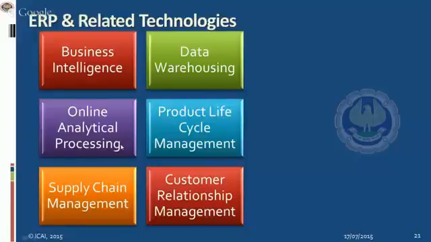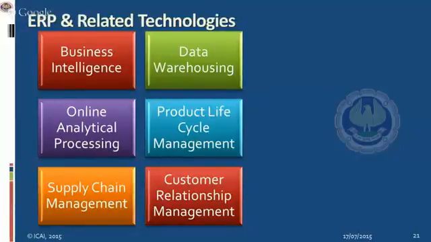Online analytical processing is again a way of analysis of data. Product life cycle management: whenever a new product is launched by any organization, its life cycle can be managed through ERP software. For example, the product life cycle may include designing of the concept, generating the idea, working on the product, delivering the product to the customer, providing service to the customer, and ultimately disposing of the product.